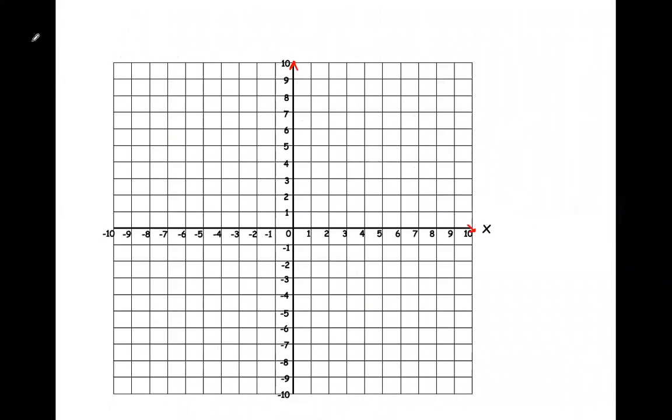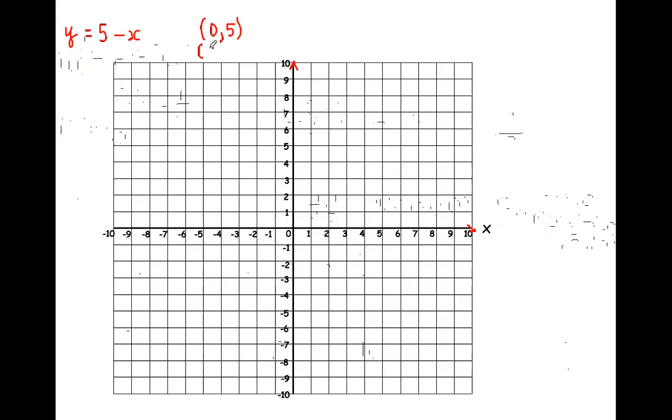The first line we're going to do is y equal 5 minus x. So this one, they've given it to me as an mx plus c. So my points are going to be 0 for x, that means 5 for y. And for the other one, if y equals 0, I get x equal 5. Can you see that?